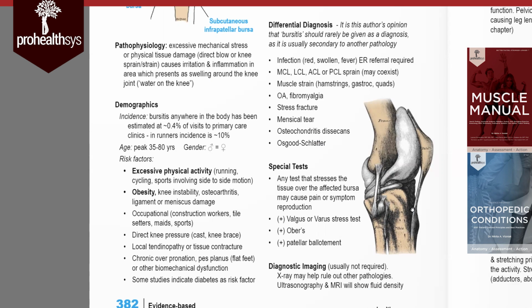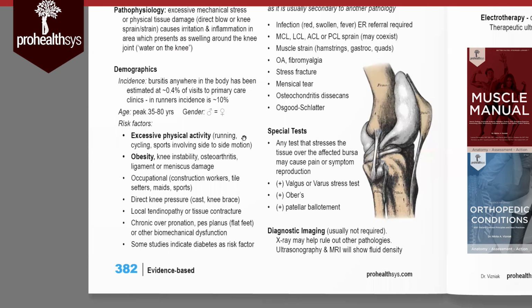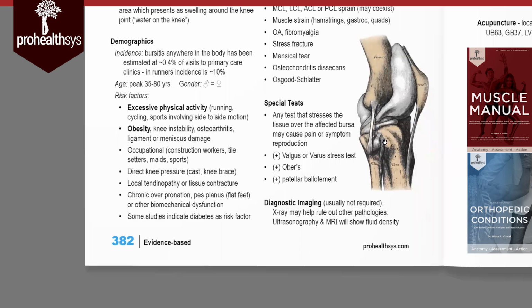Again, tenderness over the tibial tuberosity, usually an adolescent kid who's taken up an activity or is very active. Special tests: any stress test over top of this area could potentially result in symptoms. But again, they are going to identify the primary pathology causing this secondary bursitis.